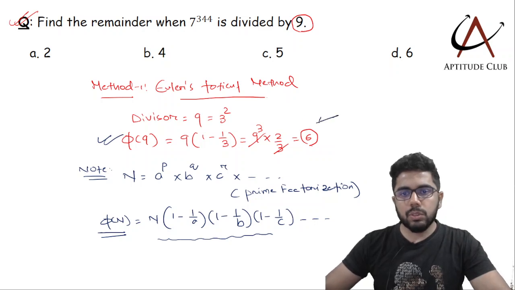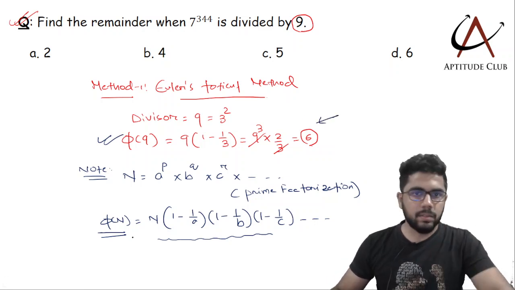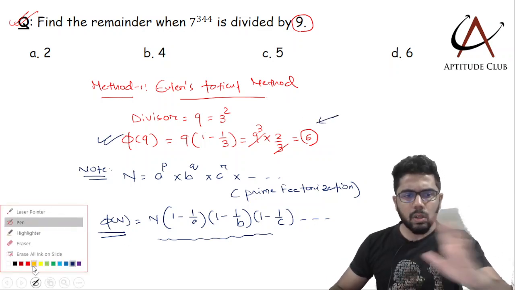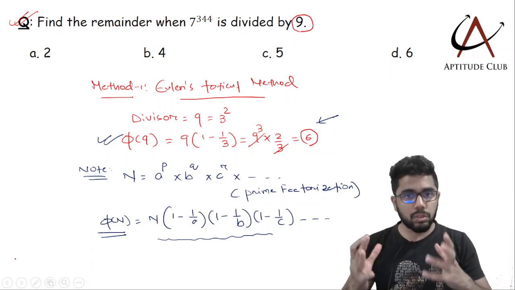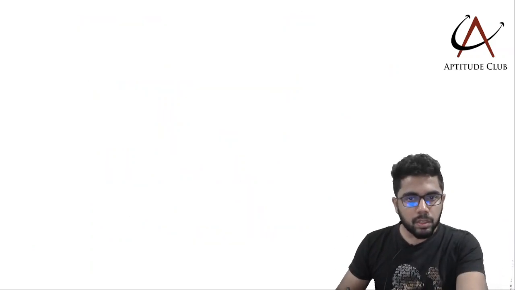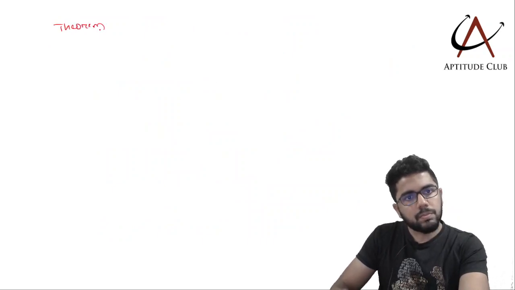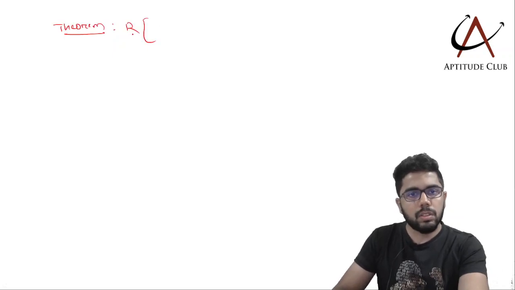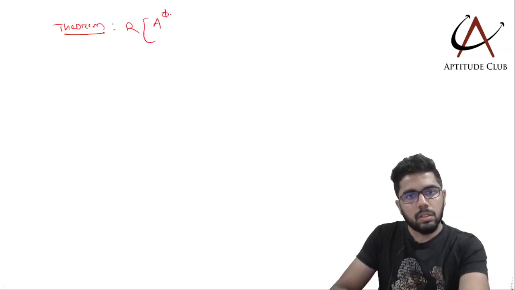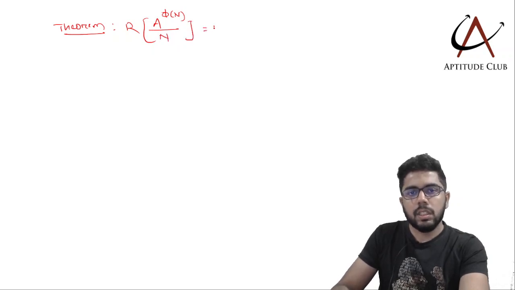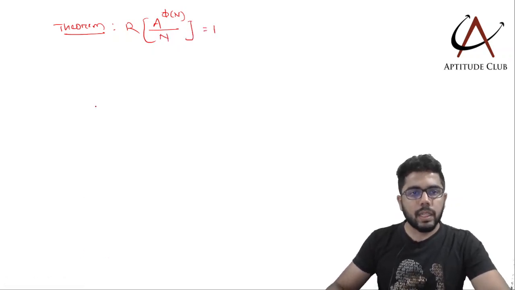So the first step is to calculate what is phi of 9. And once you have done this, this is pure theorem based. Second method will be without the theorem. Then as per the theorem, it is said that the remainder of a to the power phi of n divided by n is 1. So we'll try and use that.